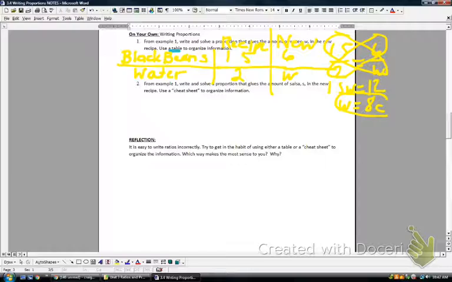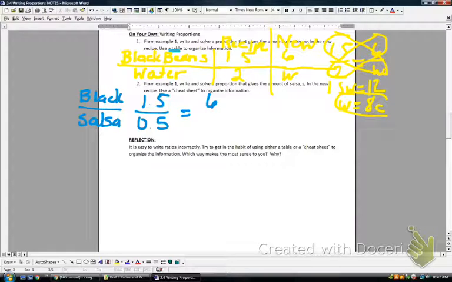Alright, then on your own, part 2, hopefully you've already done that one. It says write and solve a proportion that gives the amount of salsa needed in the new recipe. So I'm going to use the cheat sheet, black beans to salsa. And I know that black beans is 1.5, and then when I look at the recipe, the salsa is 0.5 cups. Alright, and then I need 6 cups of black beans for my new recipe, and then salsa is what I'm trying to find, and so that goes on the bottom.